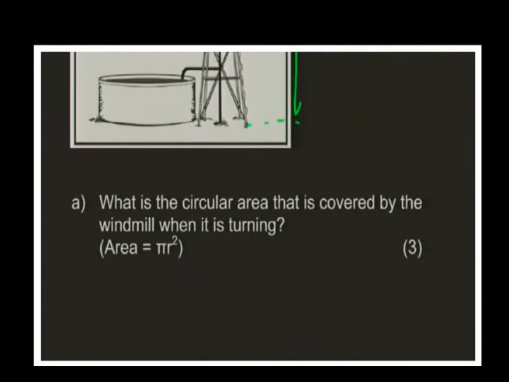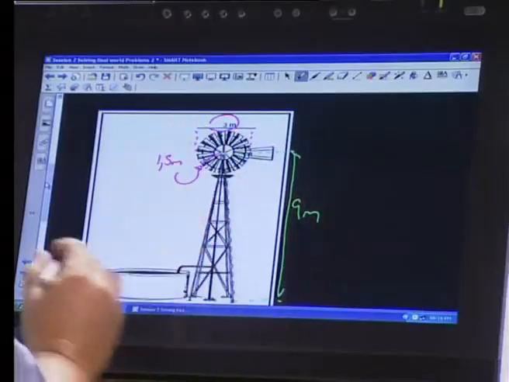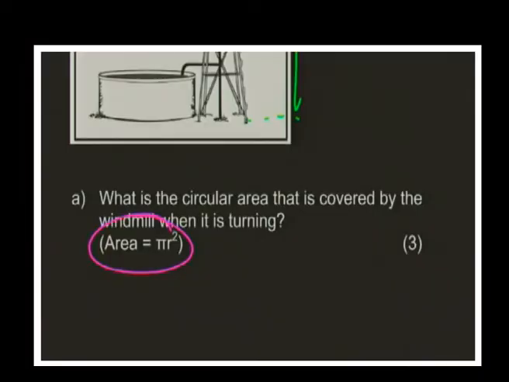So my question: what is the circle area that is covered by the windmill when it's turning? So we have this huge windmill, and it's just turning and turning and turning. What area does the actual windmill itself take up? Okay? So we are going to say, right, my question gives me a formula. And if I don't use the formula that the examiner has given me, I've made a mistake.